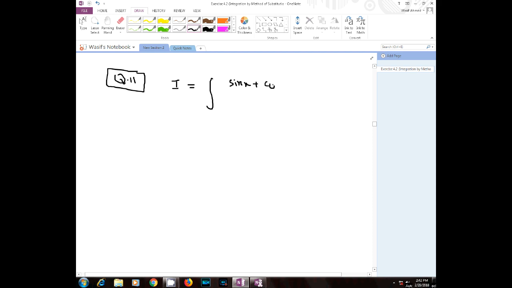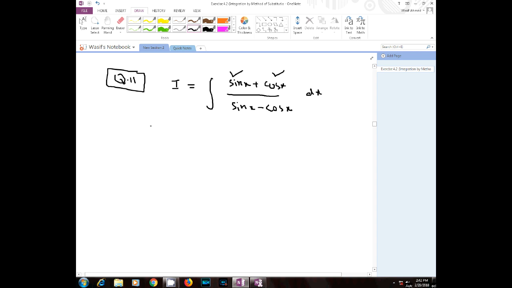sin x plus cos x divided by sin x minus cos x dx. Note that derivative of sin x is cos x, that is written here, and derivative of minus cos x is plus sin x. This means that the derivative of the denominator is given in the numerator. Therefore, this directly becomes equal to natural log of sin x minus cos x plus constant of integration.